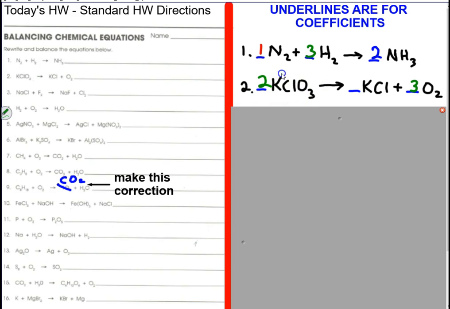Now that our oxygens are good, what about our potassium? How many do we have now of potassium on the left? 2. Over here, how many? 1. Okay? So the chlorine is 2 over here, so we got to make it 2 as well. When we put a 2 there, we take care of both potassium and chlorine. And now we have a balanced equation. How we done? I hope it's making sense. Let's go on and go a little further.